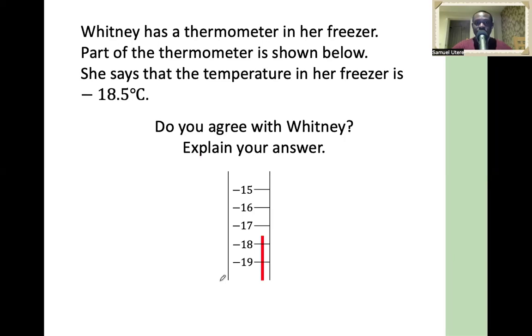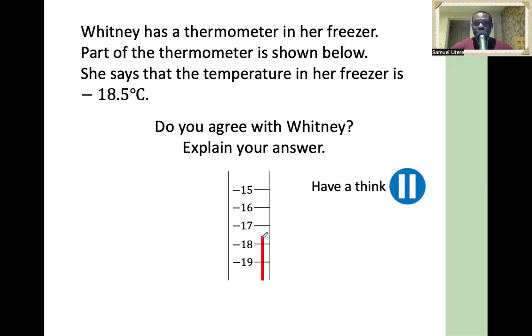Let's look at another example. Whitney has a thermometer in her freezer. Part of the thermometer is shown below. She says that the temperature in her freezer is negative 18.5 degrees. Do you agree with Whitney? Have a think. Of course, I'm going to disagree. Why? Remember, looking at 18.5, it might look like a big number. So you think, okay, 18.5, that should be 18.5. So Whitney is thinking about the number literally as if it were a positive number. But no, that's not right.